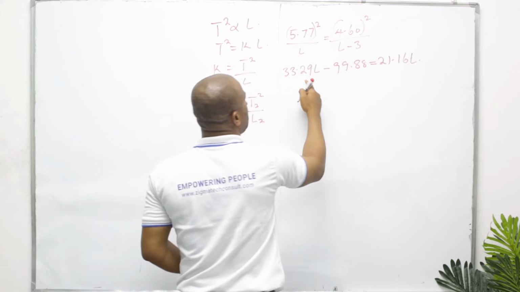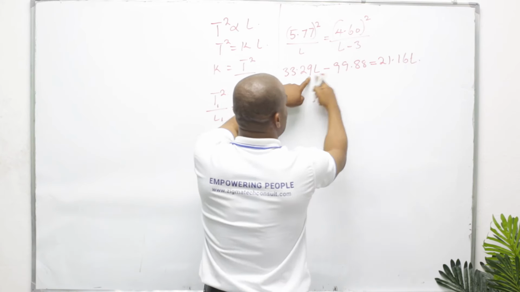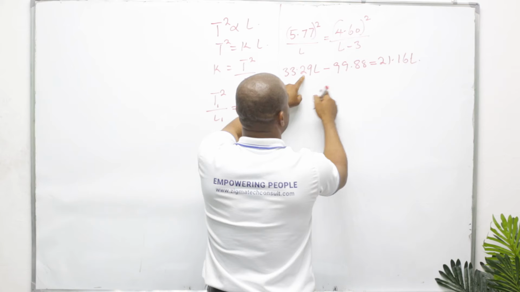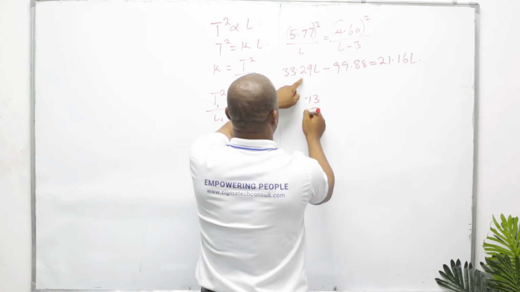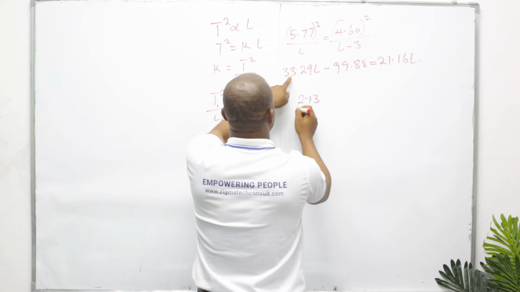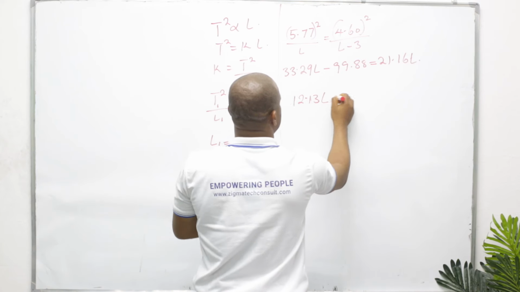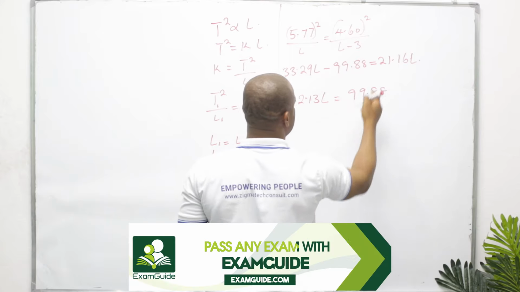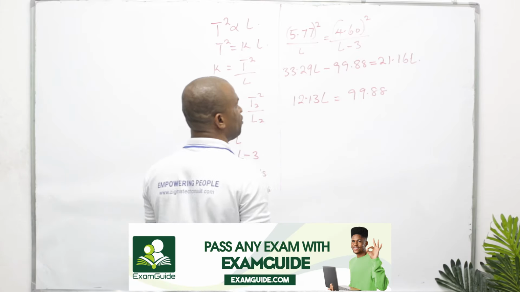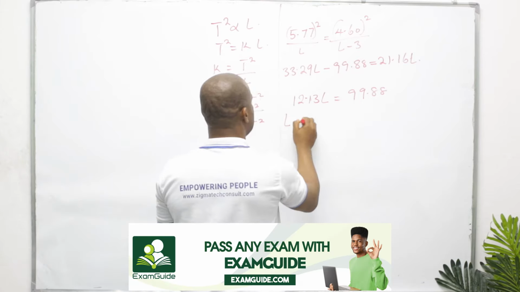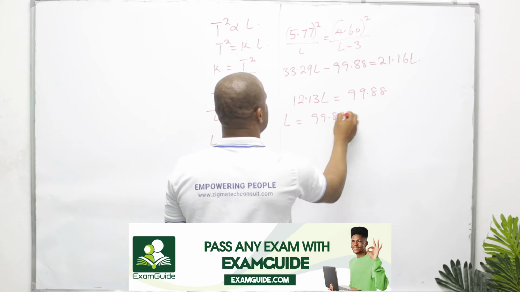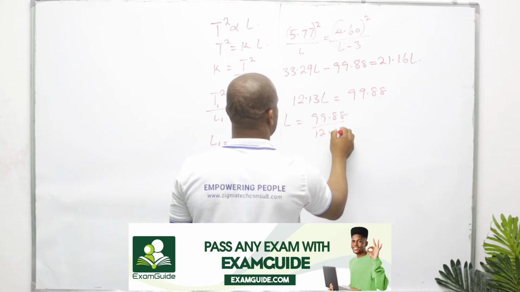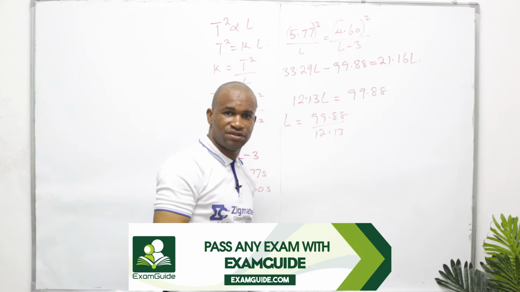So we have this minus this. 33.29 minus 21.16: 9 minus 6 is 3, 2 minus 1 is 1, 3 minus 1 is 2, and 3 minus 2 is 1. This is equal to 99.88. Carry this to the other side, it becomes minus. So L is going to be 99.88 divided by 12.13. I'm sure that is it.